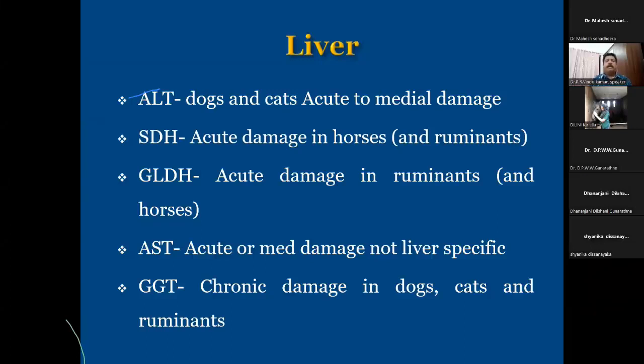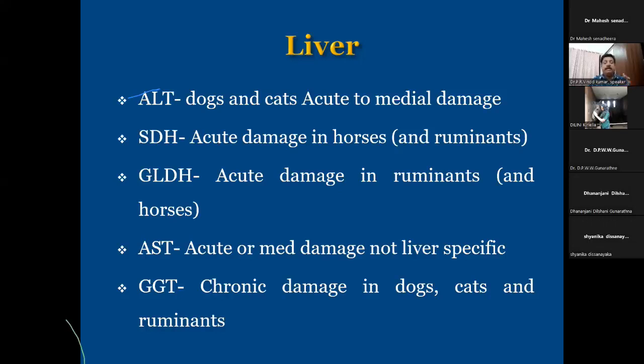Liver, ALT in dogs and cats, acute to medial damage. See, ALT is a highly liver-specific enzyme in the dogs, cats, as well as the human beings. So if there is a hike in ALT, it shows that there is acute to medial damage of the liver. SDH, it shows that there is acute damage in the horse and the ruminant liver. So also SDH can be used in the liver for assessing the liver of the dog and cat, especially the dog. GLDH, you can say only in ruminants and horses.